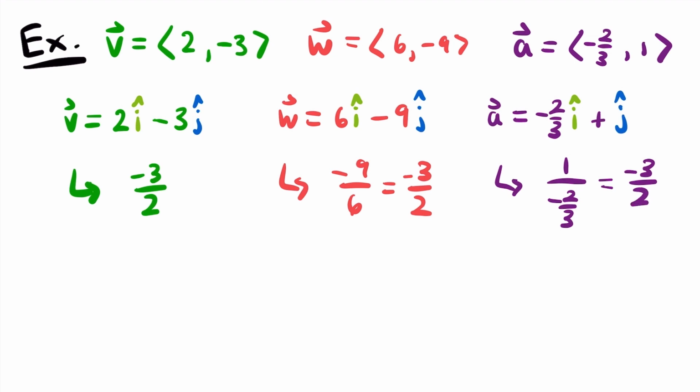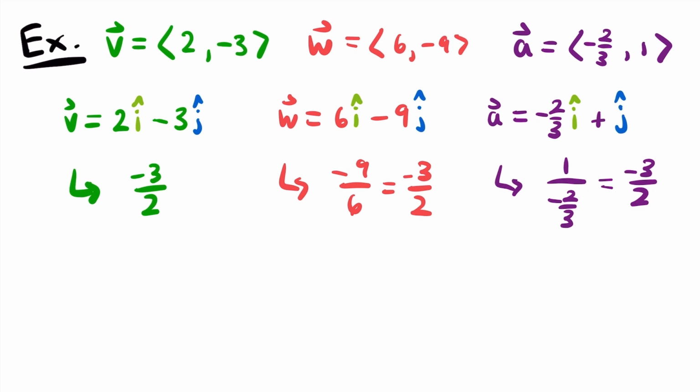And so now that we have found the slope of each of these vectors, I want you to notice that we have the same slope for all three of them. And so what that tells us is that all three of these vectors are parallel. They all have the same slope, so they're all pointing in the same direction. They are parallel vectors. And since they're parallel vectors, remember from a previous lesson that parallel vectors are actually just scalar multiples of the same vector.